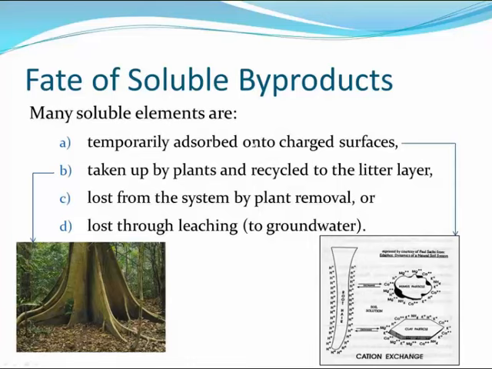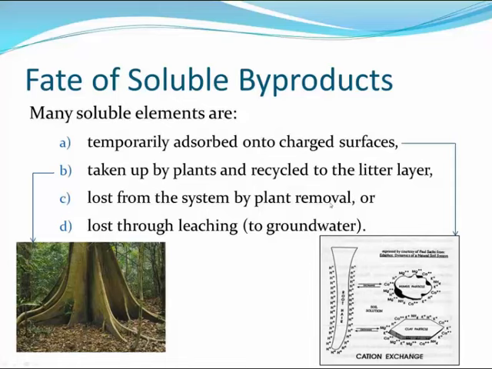So they can either be temporarily adsorbed onto charged surfaces. So, you know, there's an exchange between what's on the root and what's on a humus particle or clay particle, and that exchange takes place. We've already discussed that. They can be taken up by the plants then and recycled to the litter layer. So they come up into the tree, the leaves fall on the ground, the leaves decompose into humus, then they're taken back up into the tree, and then the cycle renews itself.